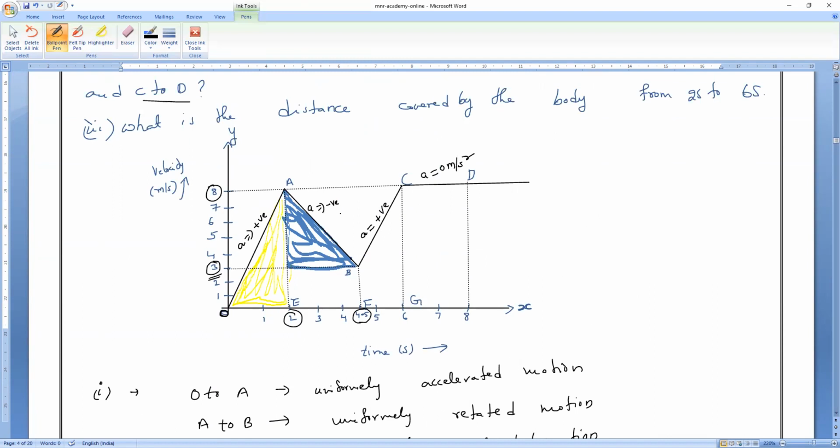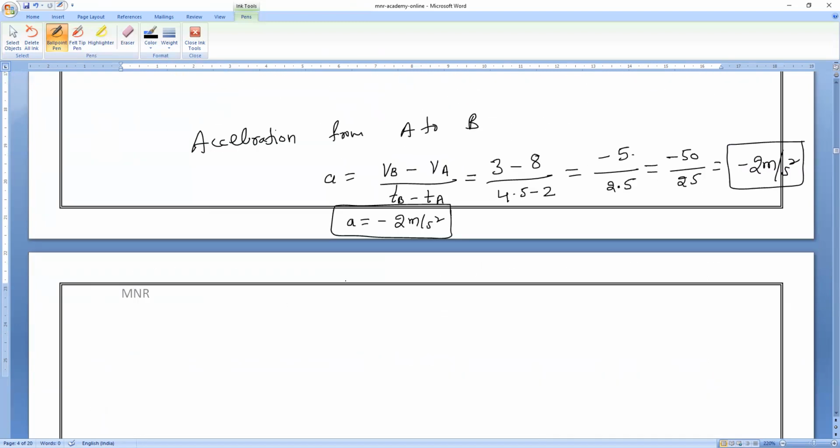So we got it. Next, again, acceleration from B to C. Be very careful. Now B to C. What is the initial velocity? From B to C, initial velocity is 3. Final velocity is 8. Initial time is 4.5. Final time is 6. Then write it. Tell me fast, acceleration from B to C.